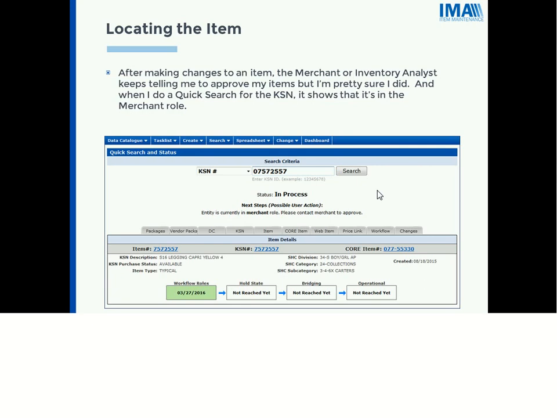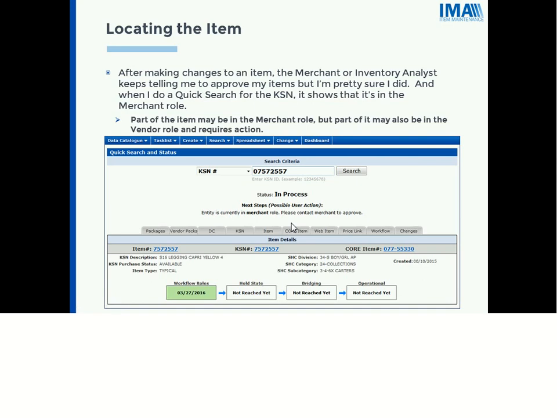Okay, so I do have a scenario here. After making changes to an item, the merchant or inventory analyst keeps telling me to approve my items, but I'm pretty sure that I did. And when I do a quick search for the KSN, it shows that it's in the merchant row. Here we can see under next steps, it says entity is currently in the merchant row.